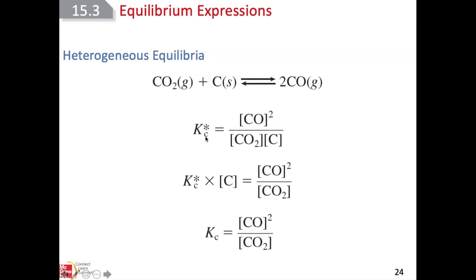We know that the Kc, the equilibrium constant expression using concentration, equals the concentration of the products raised to the power of their coefficients over the concentration of the reactants raised to the power of their coefficients, which is 1. So this is a K with an asterisk, which is different from the real Kc, but we want to derive the formula.